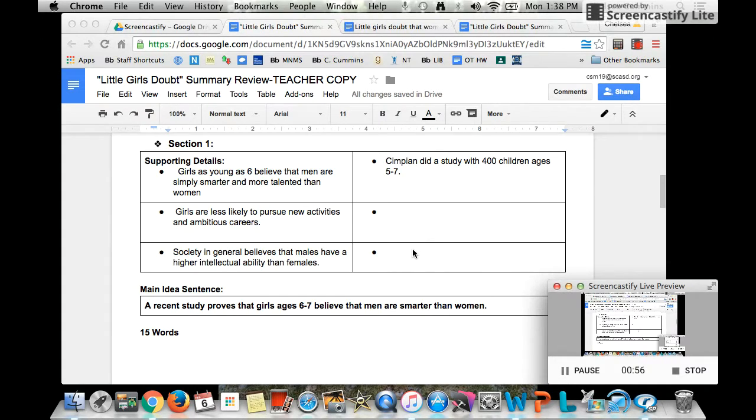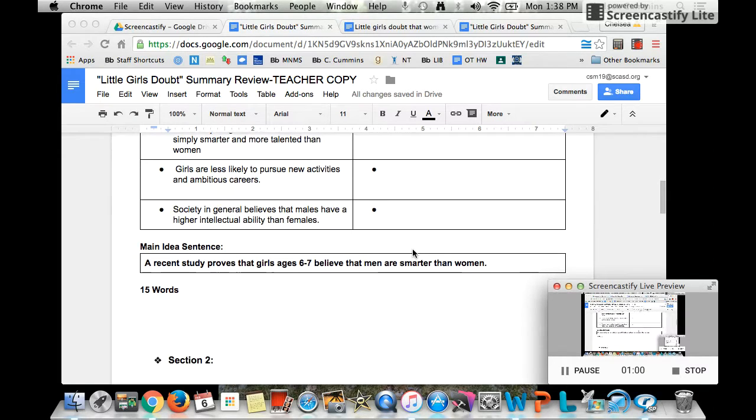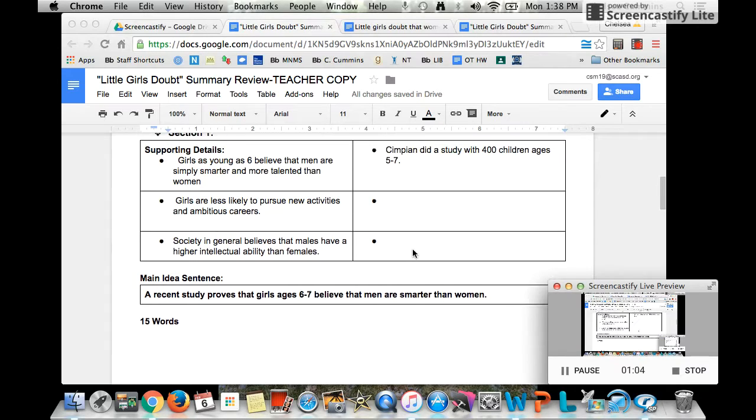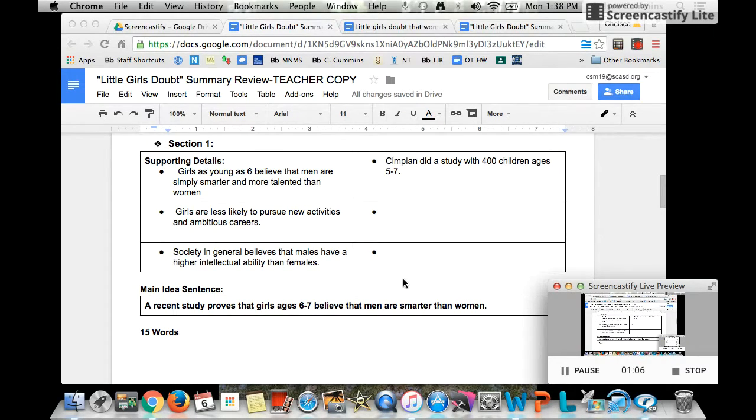So please pause and fill in these details. I'm going to keep going. So the main idea sentence that I came up with is, I had to think, who or what are these mostly about, all of these details? And then finally, what do all these details have in common? I used that formula to create this main idea sentence based on simply section 1.